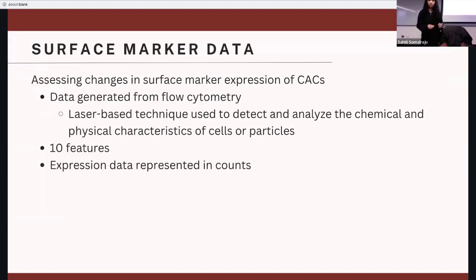And so a little bit more information about the surface marker data that we're using. If you don't know, surface marker data is basically assessing the changes in the surface marker expression in those CACs. And this data is generated from flow cytometry. This is a laser-based technique used to detect and analyze the chemical and physical characteristics of cells or particles. And so we're working with 10 different features, and this expression data is represented in counts.